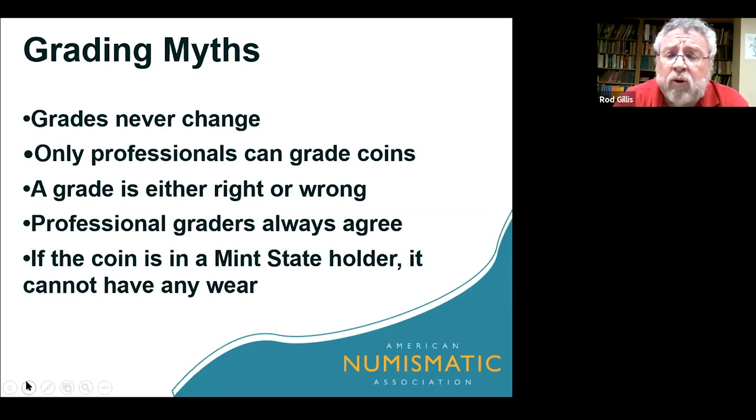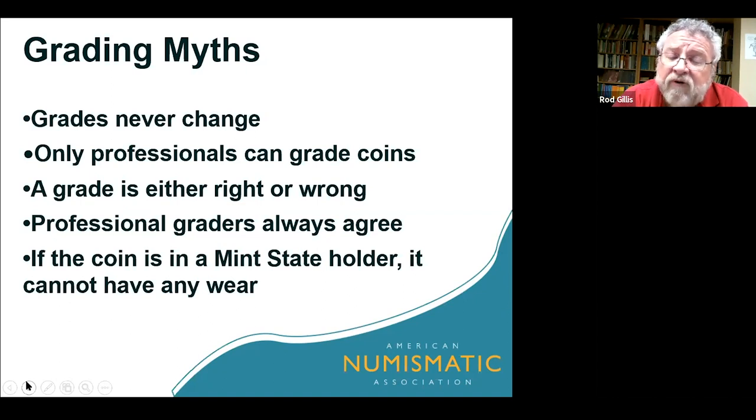A grade is either right or wrong. Well, grading is subjective. And because grading is subjective, that means that there are gray areas. And so to say a grade is either right or wrong is tough to prove.